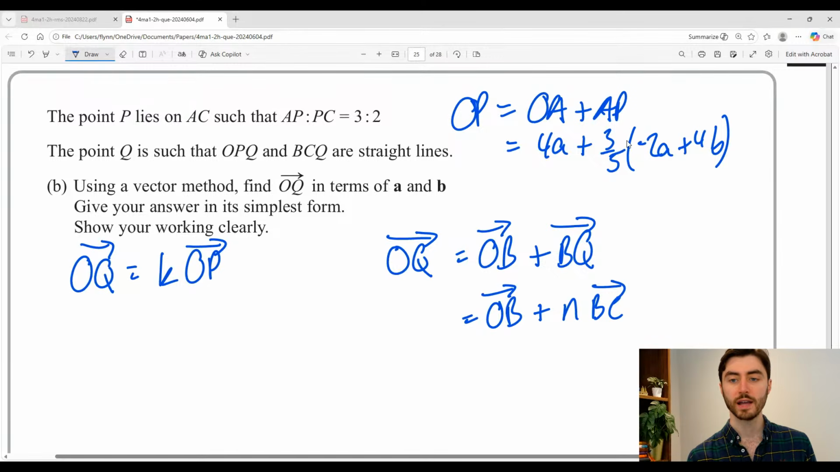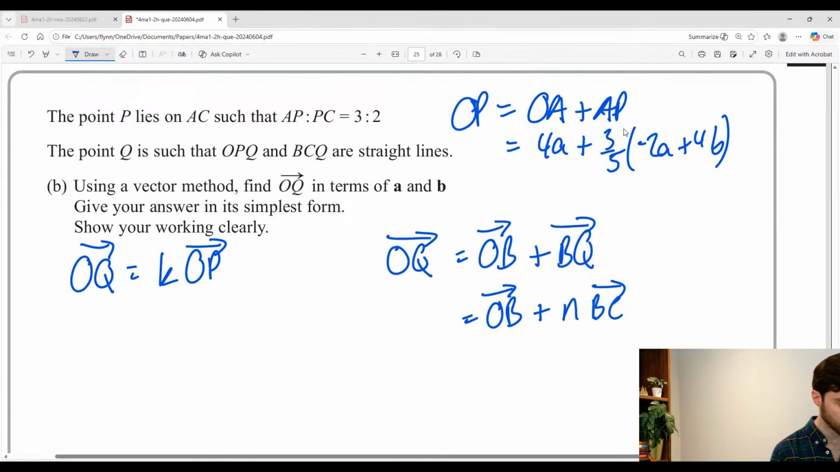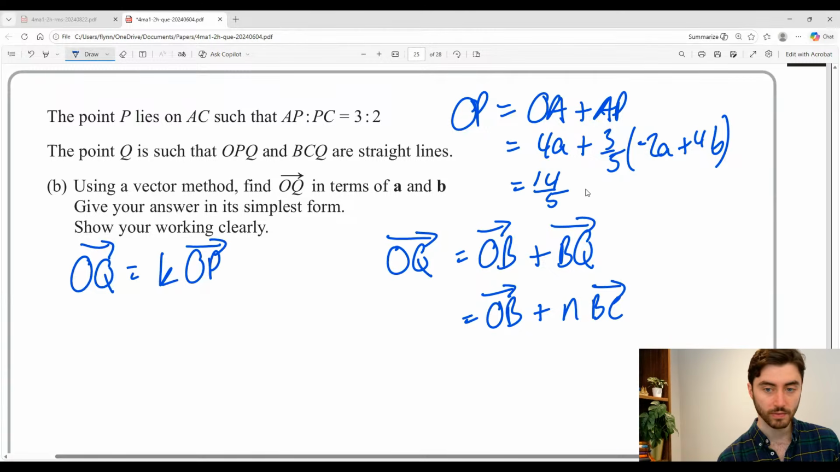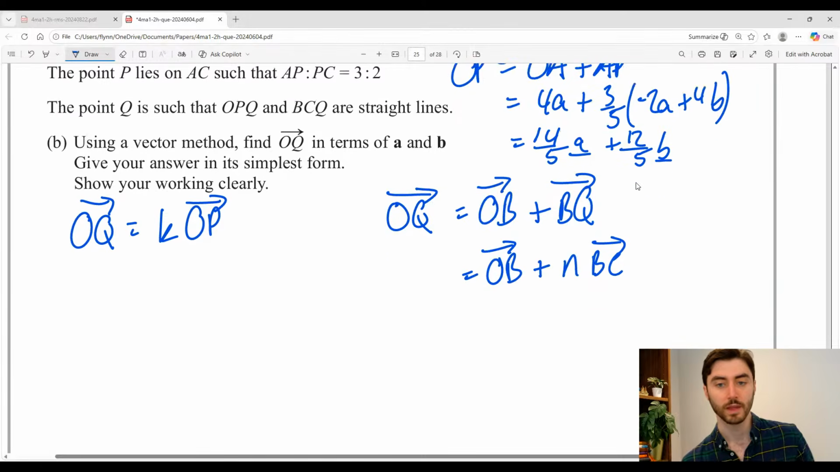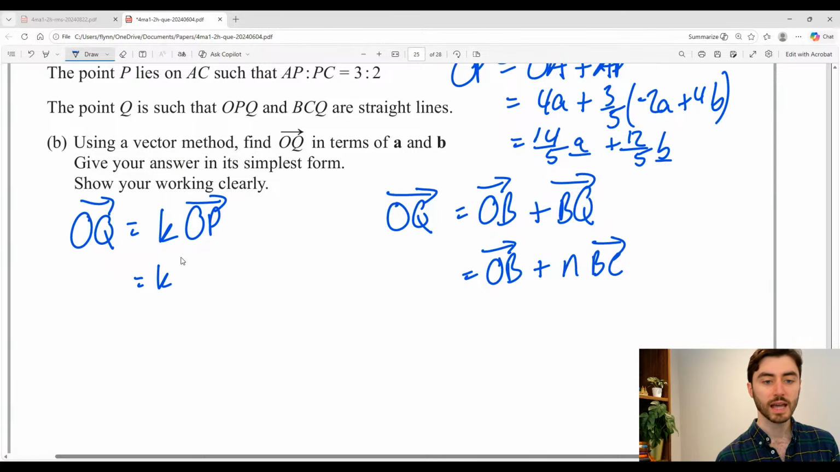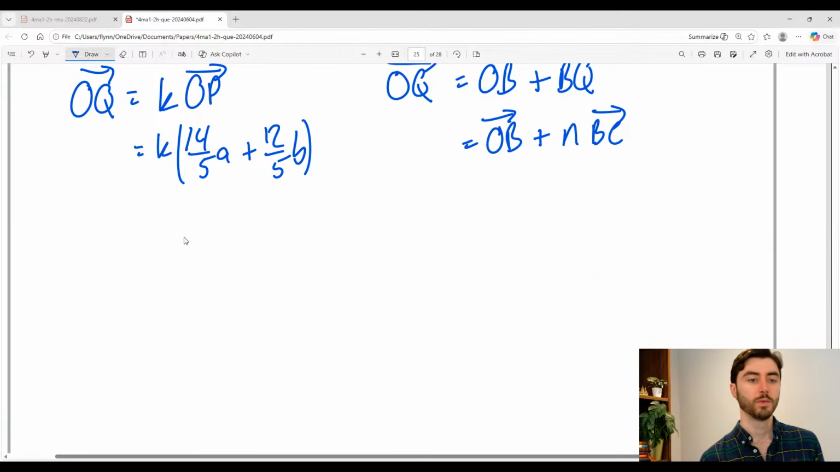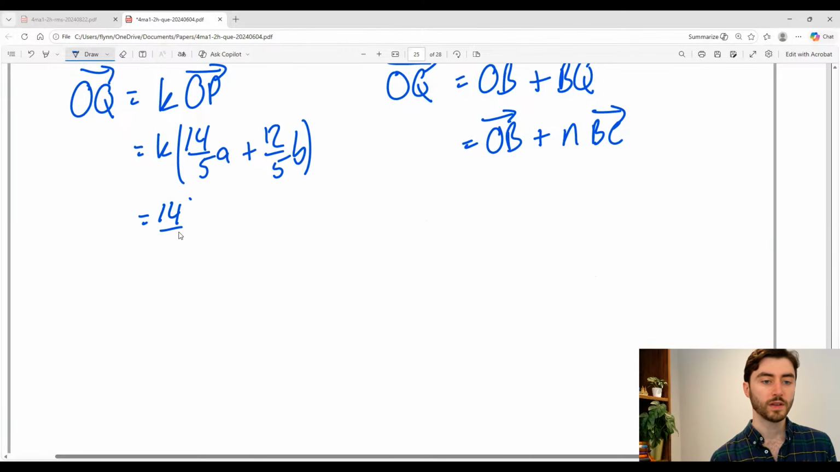Which we can simplify. So it's 4A's minus 6 over 5A's. So 4 minus 6 over 5 is 14 over 5 lots of A. And then we have plus 12 over 15 lots of B. And that is what OP is. So if I put that in here, it's K lots of the 14 over 5A plus the 12 over 5B, which gives me 14/5 K lots of A and 12/5 K lots of B.